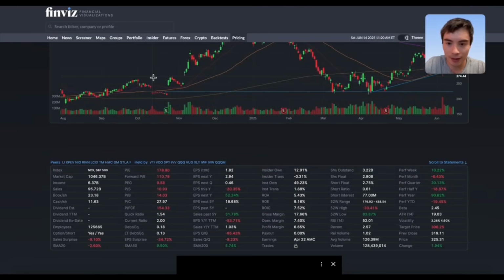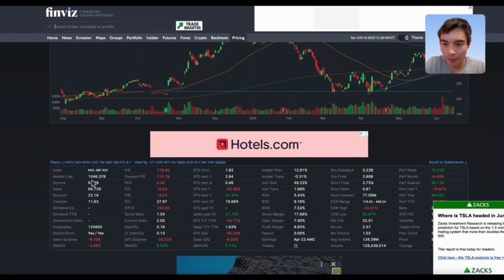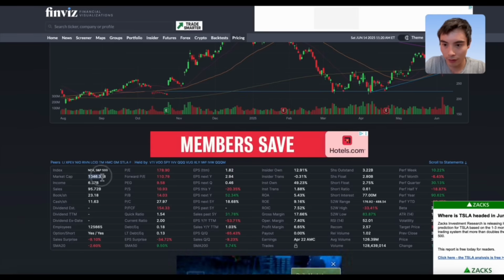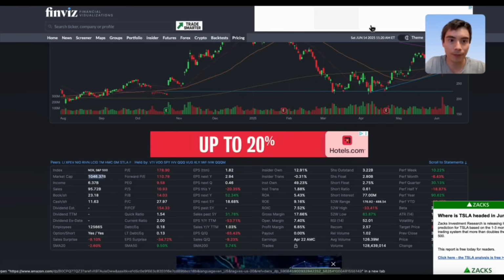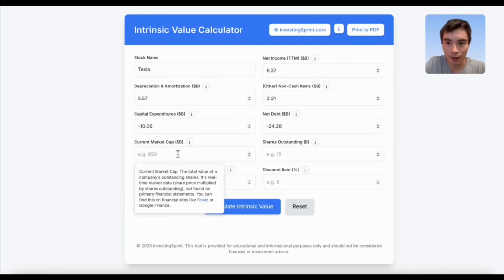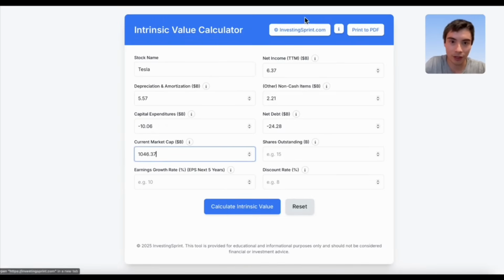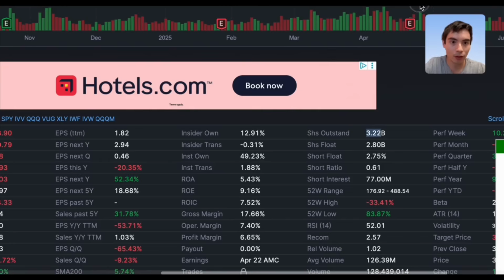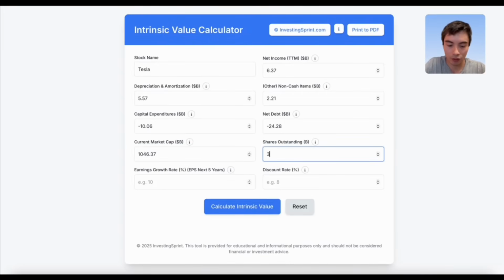And here we can see the market cap, 1046.37. Just copy. And here we can just put in 1046.37. Shares outstanding 3.22. You can find everything on Finviz here.